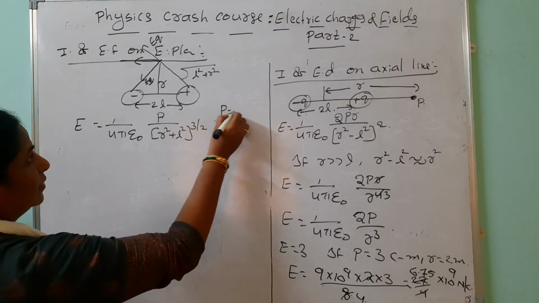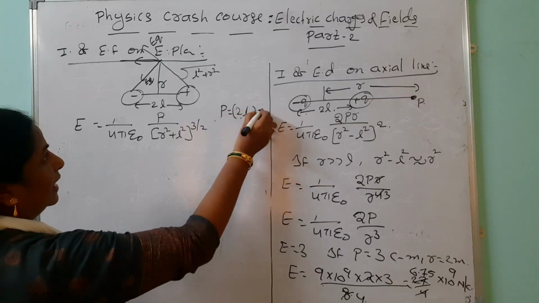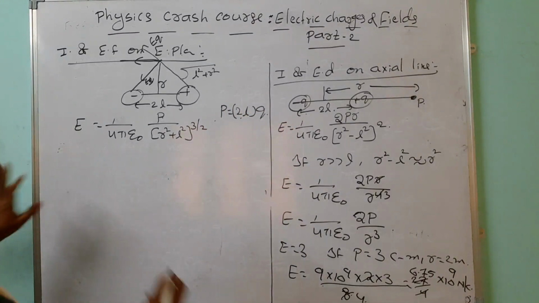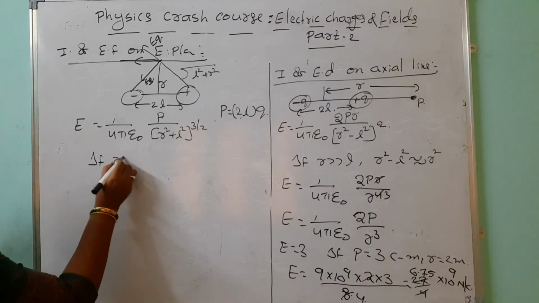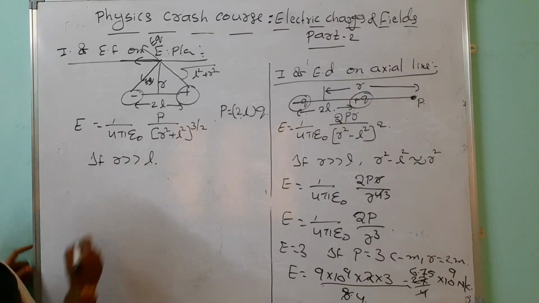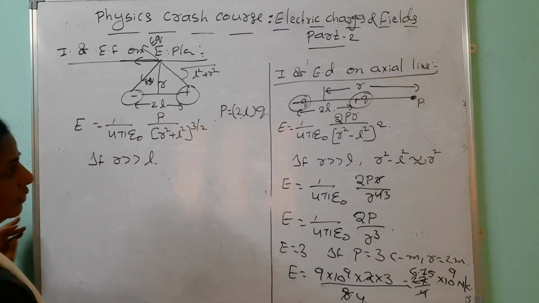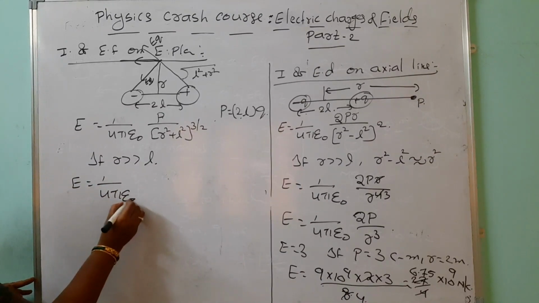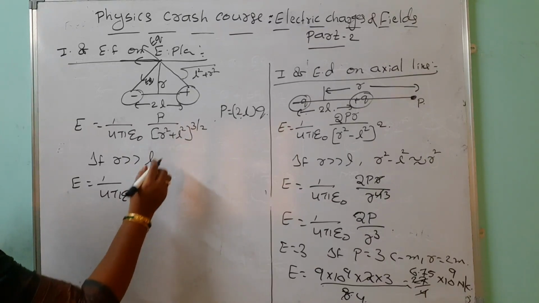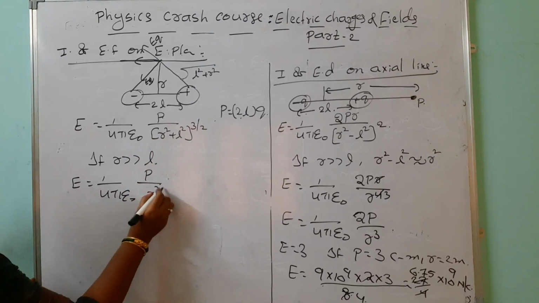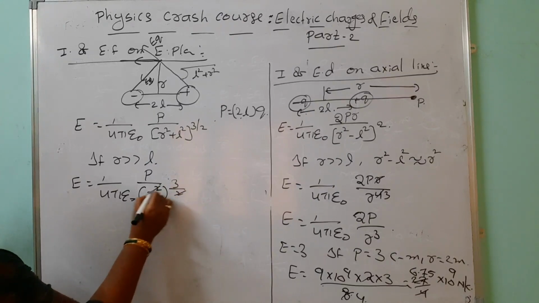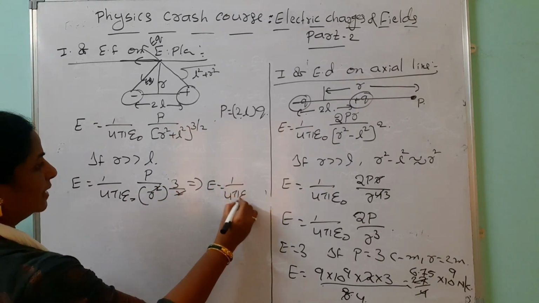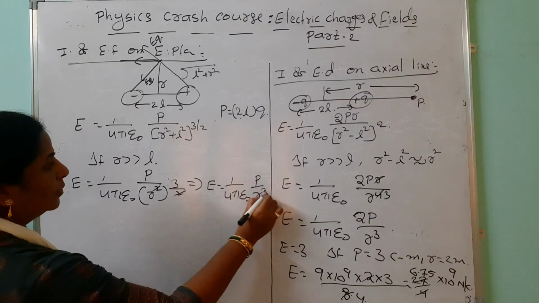Here, you already know that 2l or 2a we are taking. This is the electric dipole moment. Suppose if r is very much greater than l, what are we taking? We can go through E equals 1 by 4 pi epsilon naught, p by, neglecting this l square, r square whole to the power of 3 by 2. The 2 cancels, and you get E equals 1 by 4 pi epsilon naught, p by r cube.